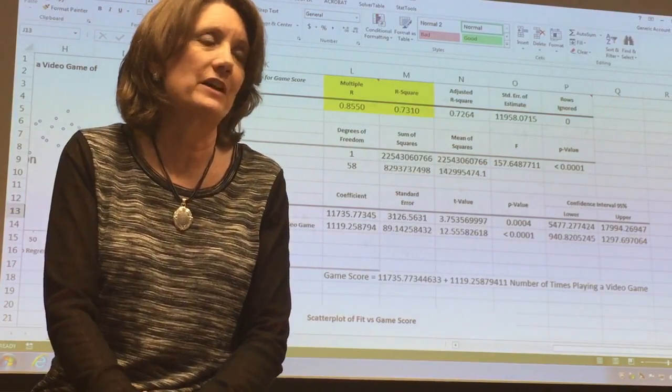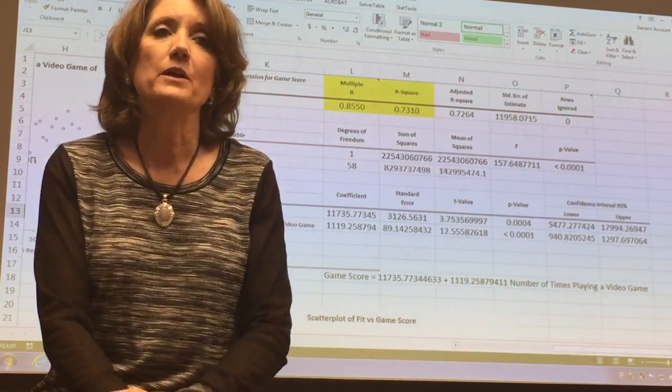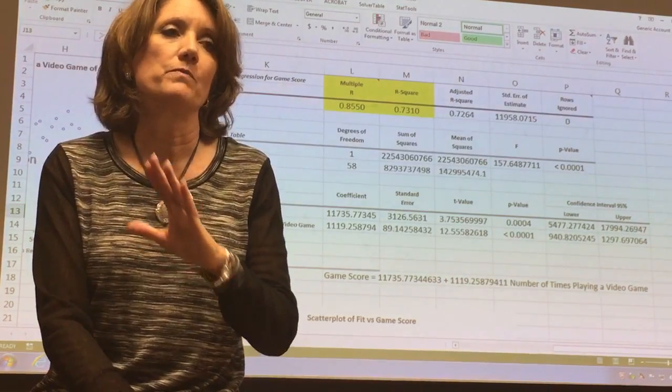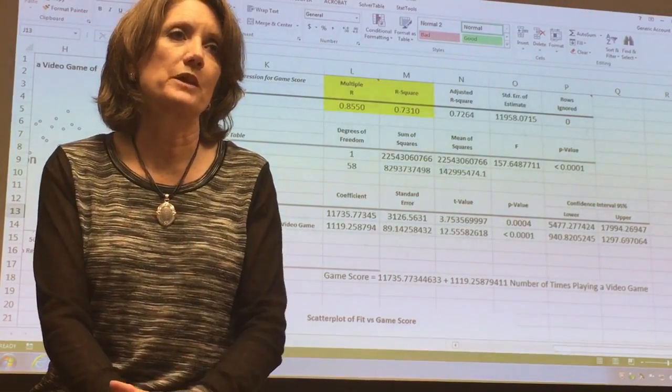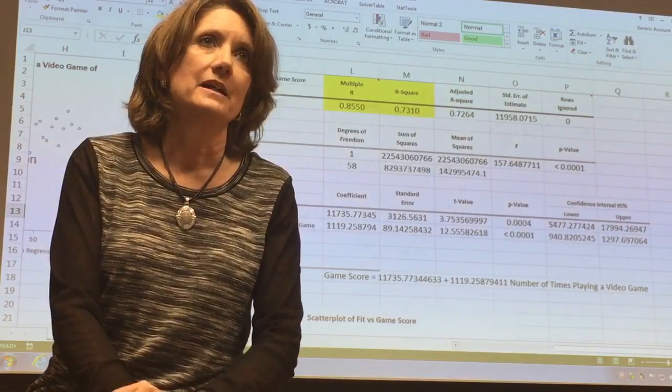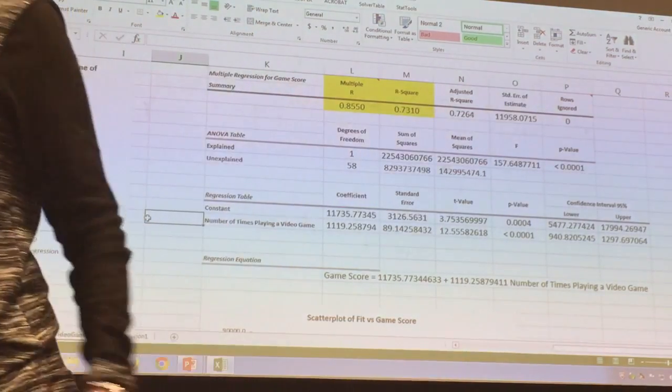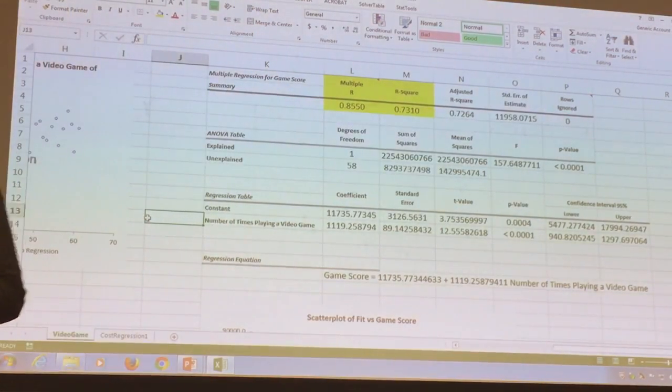We could begin adding things to it, but at this point, we do know that 73% of the game score can be explained and predicted by, actually, the number of times somebody has played. Okay.